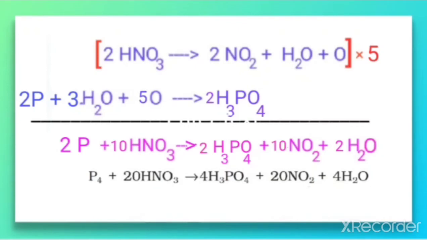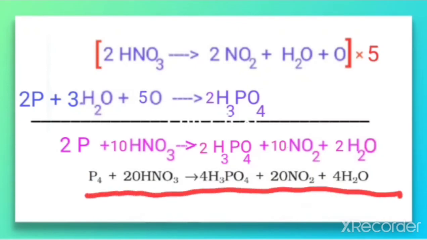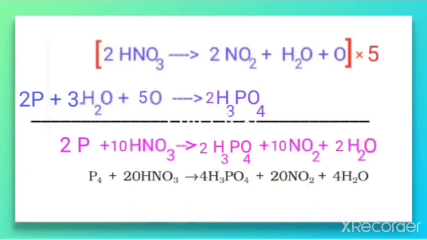But the textbook in which we got this equation gives the equation for P4, whereas what we have done is for 2P. So what we have to do here is multiply the overall equation with 2. So 2P becomes P4 here, 10 HNO3 becomes 20, and 2 H3PO4 becomes 4 H3PO4. In this way, we get the overall equation as it is given in the textbook.